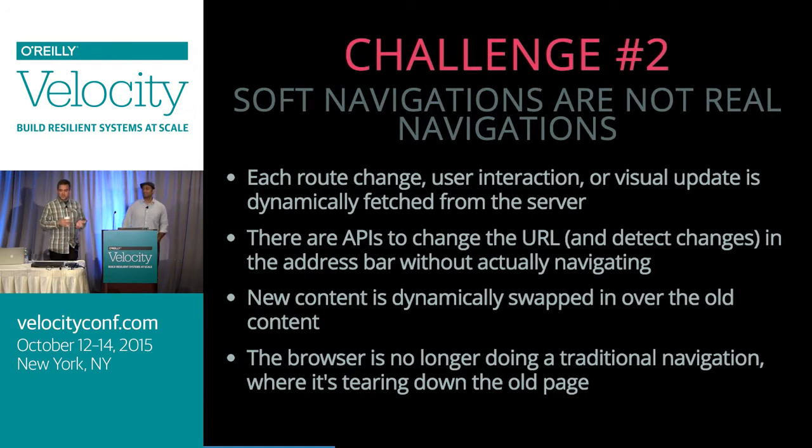The second challenge for measuring single-page apps is that soft navigations are not real navigations from the browser's point of view. So on every route change, user interaction, et cetera, dynamic content is pulled from the server, from templates within the browser, and a new view is rendered. The application itself can fake URL changes in the address bar without actually navigating the browser. So it can just keep on saying the URL is changing every second. And the new content is swapped in over the old.